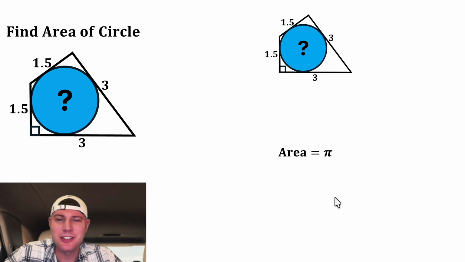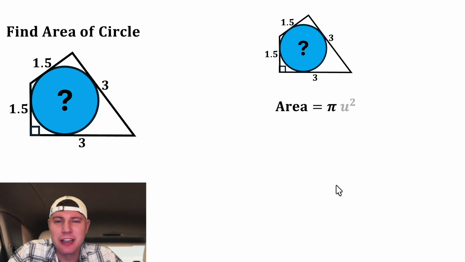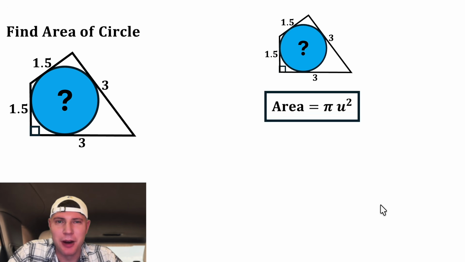And that is the answer to our question. In this given diagram, the area of this inscribed circle is equal to pi square units. Let's give it a label of square units and put a box around it.